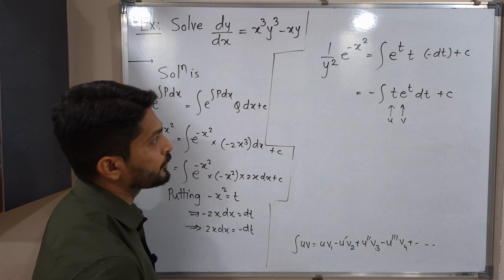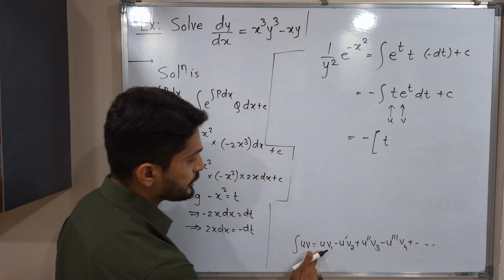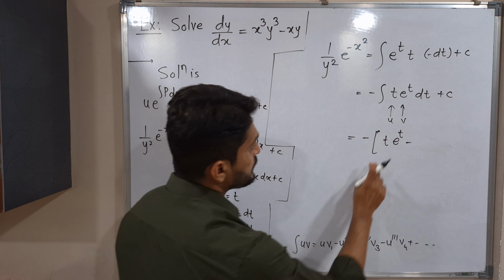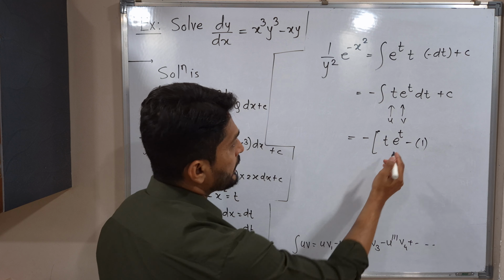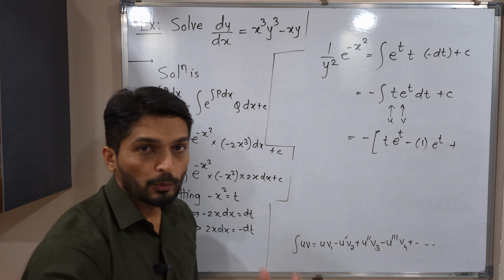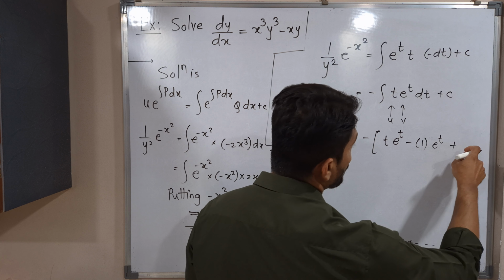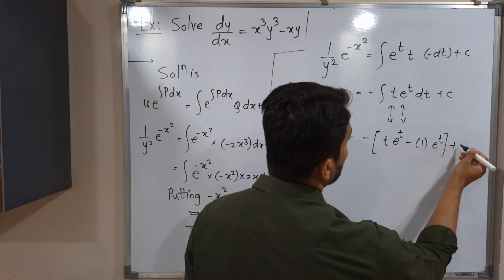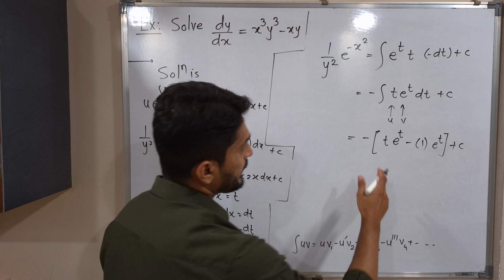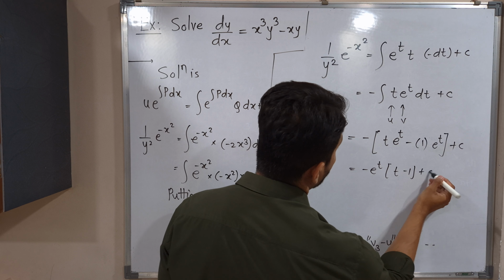So let us apply this formula to find a solution. So minus, t as it is, u as it is, v1, that means integration of e raised to t, minus sign is there, u dash, derivative of t is 1, v2, one more integration, e raised to t, plus u double dash, one more derivative of u, getting? So t derivative is 1, derivative of 1 is 0. When you get 0, we stop the process. So here also I did the same. Shall I take that e raised to t common? So minus e raised to t, t minus 1, plus c.